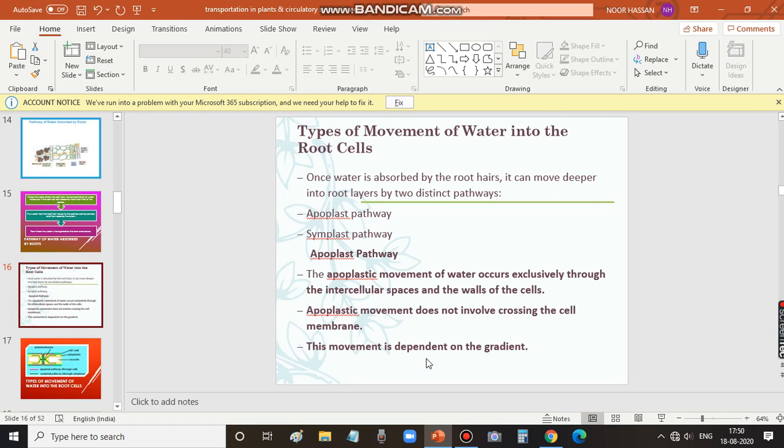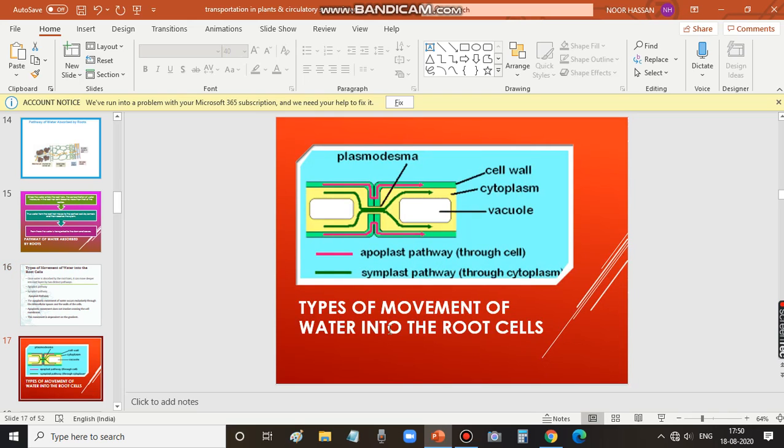Okay, so this movement is dependent on the gradient. Gradient again refers to pressure or concentration. Okay, so this is the diagrammatic representation to show both the pathways, the apoplast pathway and the symplast pathway. So this apoplast pathway, this pink color, refers to the apoplast pathway. You can understand now, water moves outside the cell through the intercellular spaces. It does not occur inside or through the cytoplasm.